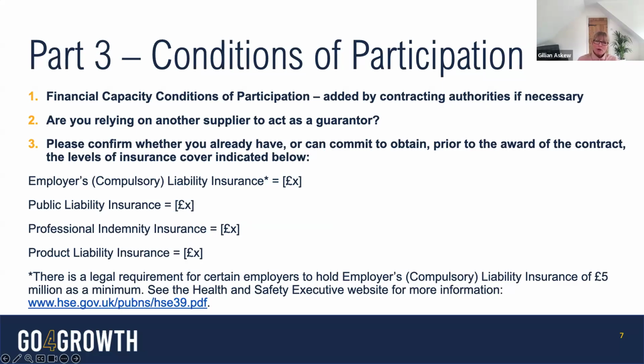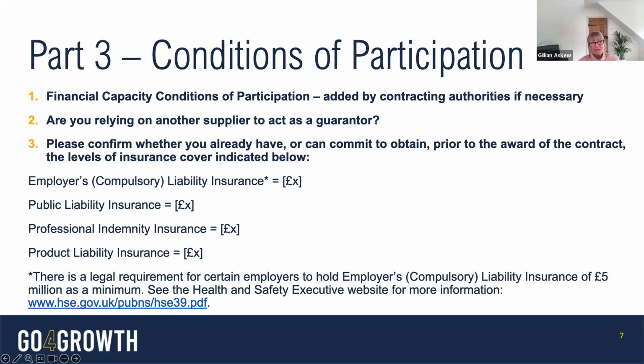And so the point is, can you commit to obtaining, prior to the award of the contract, the start of the contract, that usually is the levels of insurance indicated below. You'll normally be asked for employer liability, a minimum cover of 5 million, which is the compulsory employer's liability, public liability, professional indemnity insurance, product liability insurance. It won't always be all of those, but it will usually be public liability, professional indemnity, employer liability. There might be construction all risk and other insurance policies.